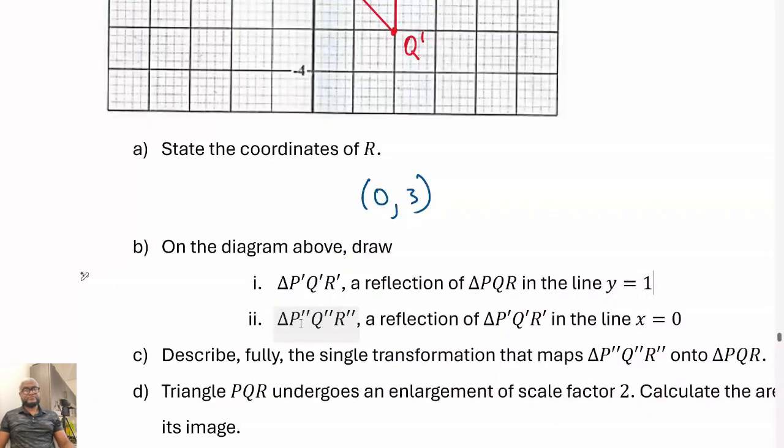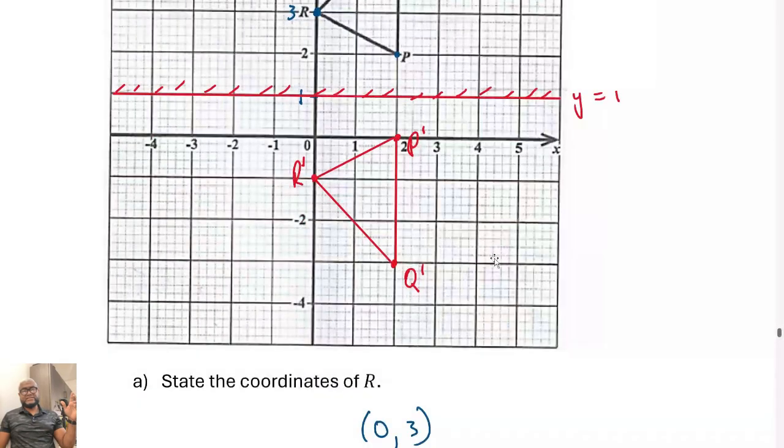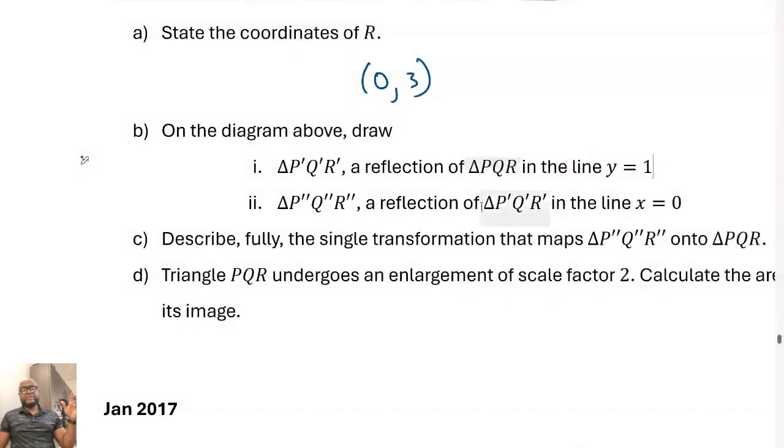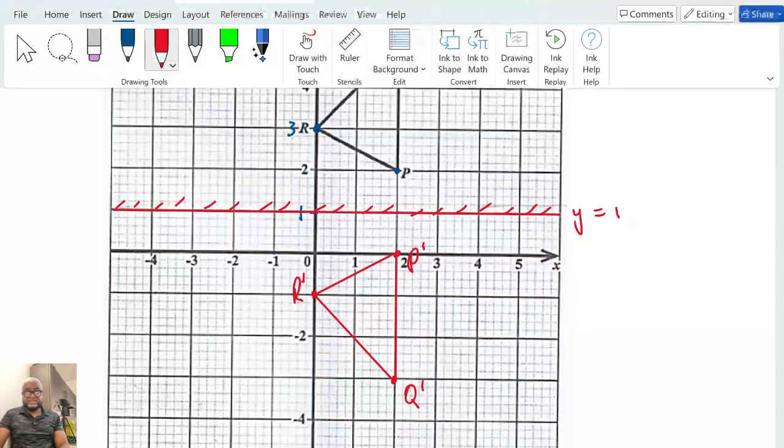So we come in here now. We want to draw P double prime, Q double prime, R double prime, a reflection of P prime, Q prime, R prime. This is January 2018. So reflecting this one now in the line x is equal to 0. Where's x equal to 0, guys? x is equal to 0 is actually the y-axis.